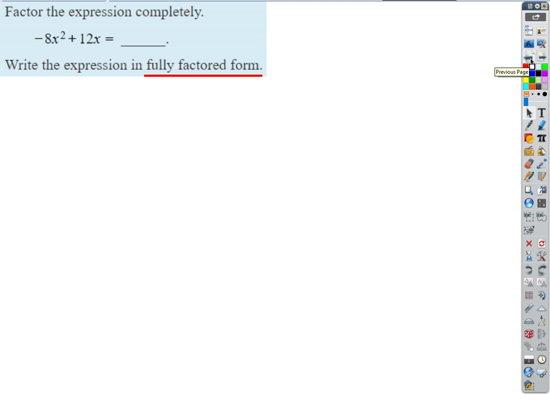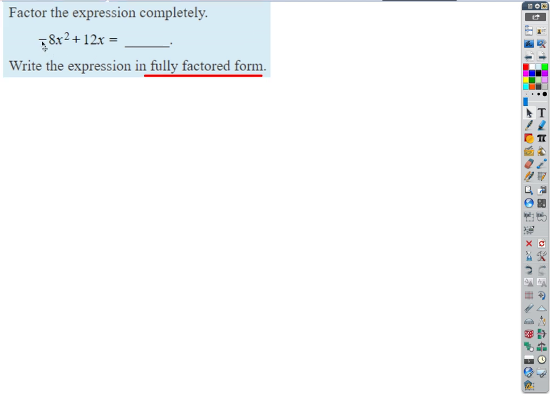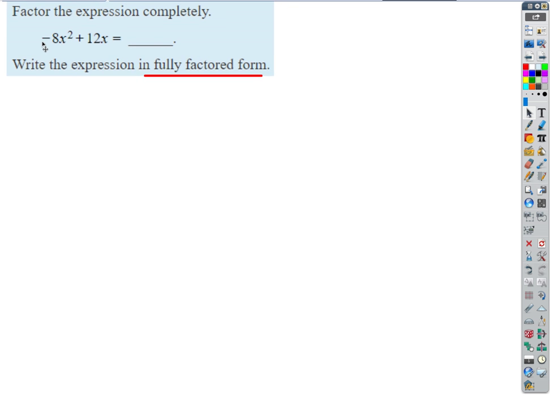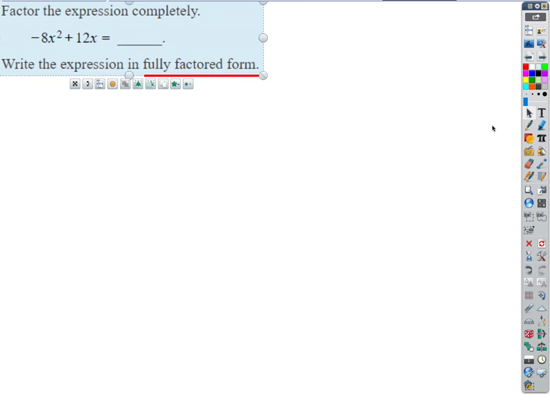What is the greatest common factor? Negative 4x. Okay, so there's a number part and then a variable part, right? The number part, the biggest number that goes into 8 and 12 is 4, but the leading term, the term that has the biggest power of x, is negative. So I'm going to take the negative out in front, right?